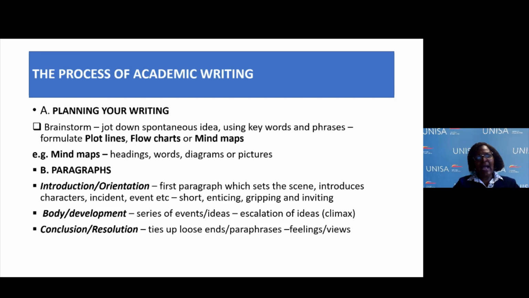So I have highlighted that the process of writing is like following a recipe. When you start writing, you must have a plan. You must plan your writing before. Remember, we haven't even started to write; we're still planning. This planning is done in a way that we call brainstorming. You brainstorm to say, how am I going to approach my writing? So you start by jotting down ideas, using keywords and phrases, formulating some plot lines, flow charts, mind maps.